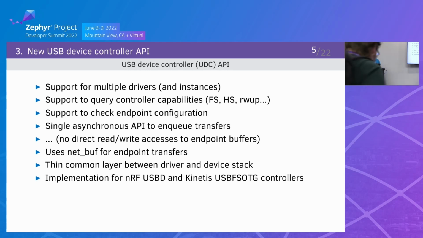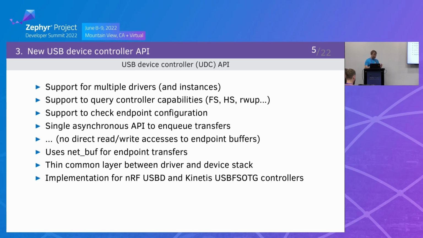The new API has a single asynchronous API to enqueue transfers. We will not have functions like endpoint read or endpoint write, which is very confusing in the USB context because you cannot write to the host. USB works differently, the host dominates everything. If the host doesn't like a transfer, the buffer will stay untransferred all the time. The new API uses net buffers for endpoint transfers.